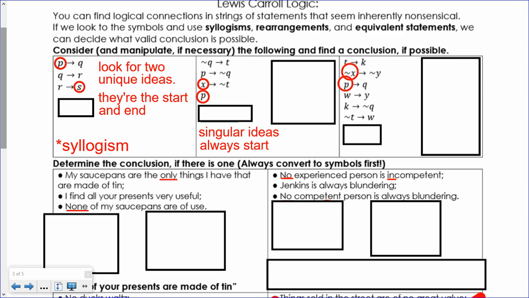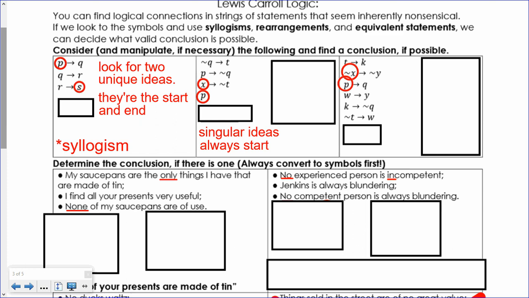If you look at one of these, we're talking about saucepans and tins and presents and stuff. Really, why are you talking about that? It's kind of nonsense. But when we look at it with a syllogism, it logically makes sense the way the argument flows, and the way that you can reach a conclusion. They're kind of silly, but they're still using the law of syllogism, so they're meaningful. The way that we use this is we look at syllogisms, and we look at rearrangements, which means sometimes the steps of the syllogism are out of order, so we have to rearrange lines so it's in the correct order.